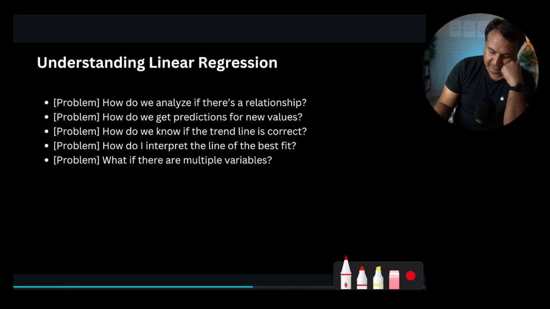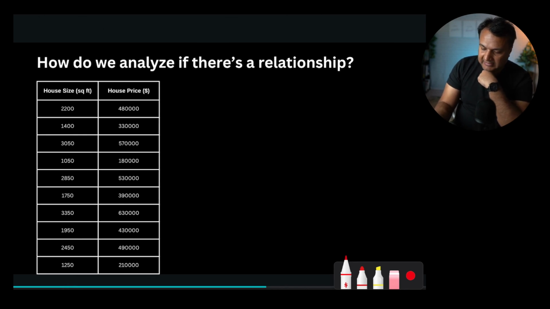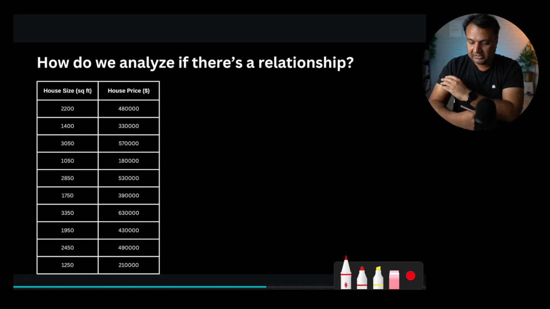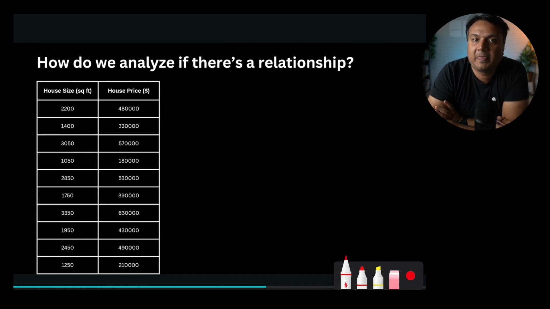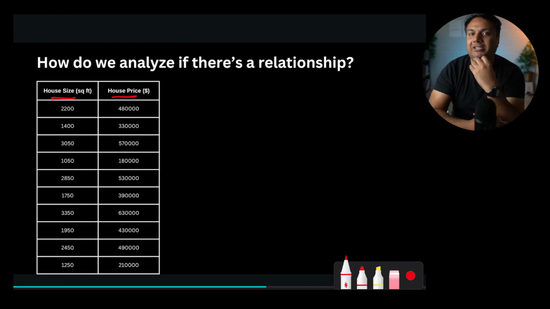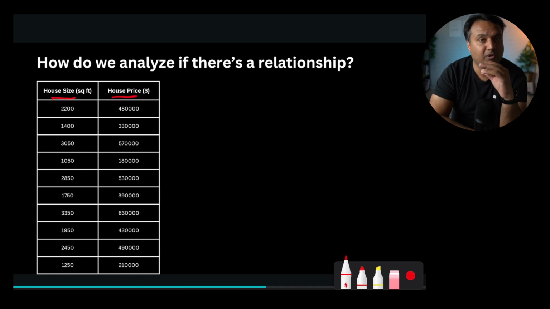So let's look at the first problem. This is just 10 rows of data, and this is for house size and house price. Now we all know that bigger houses are more expensive, smaller houses are less expensive. So we know the data. Just like in my example, we know that the bigger the shop, the more sales it usually has. So there's this common sense knowledge. But does it actually jump out to us when we look at the data?